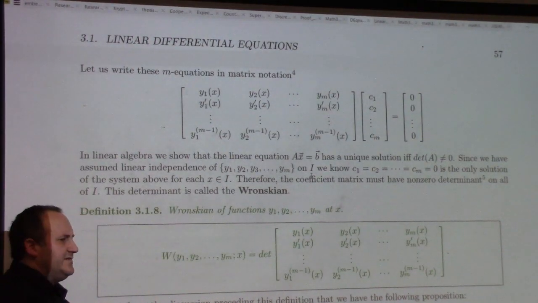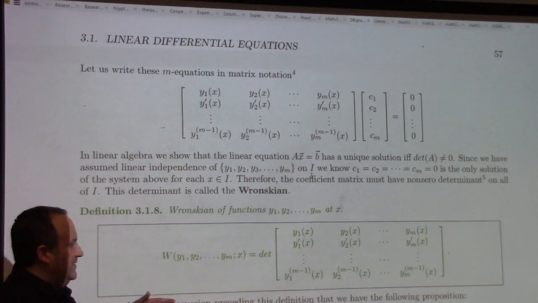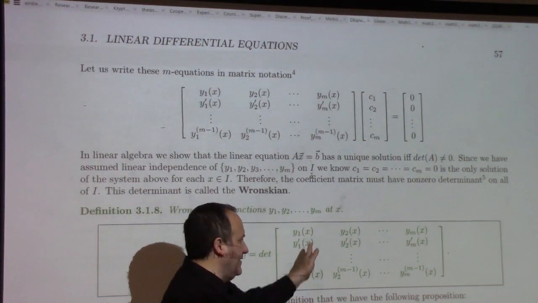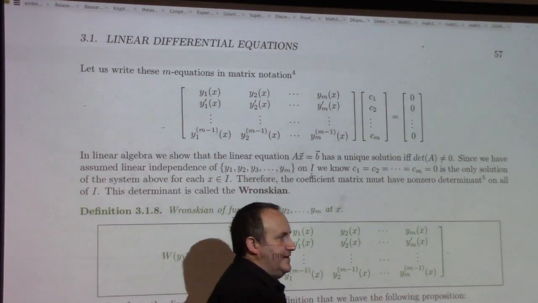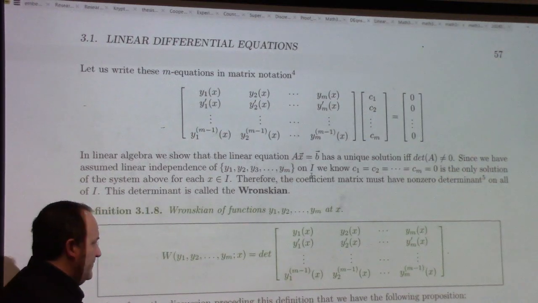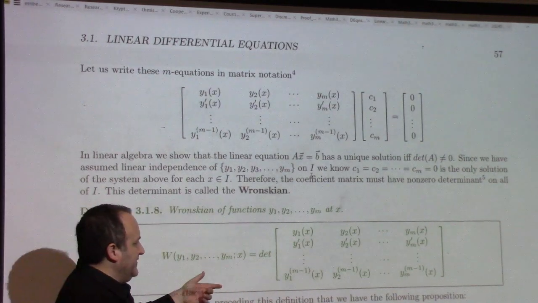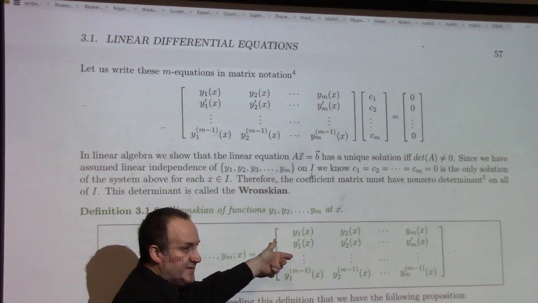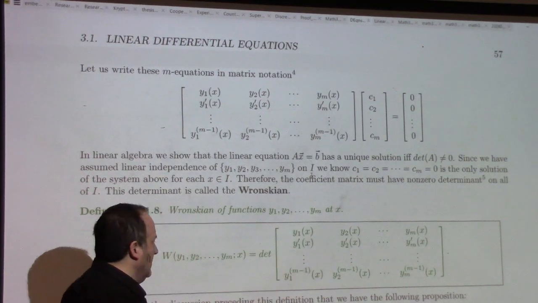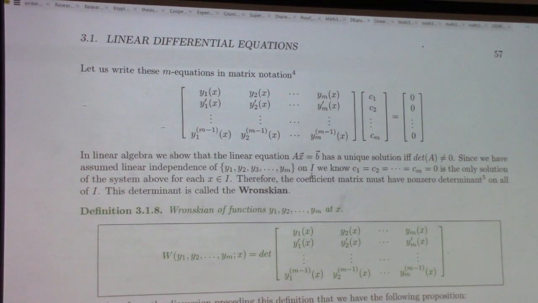You notice the difference? So the Wronskian we looked at for systems, we just put our solutions, ka-chunk, ka-chunk, ka-chunk, ka-chunk, right? But now, for an nth order problem, we actually have to do something. We differentiate to get the rest of the rows. So that's the Wronskian.